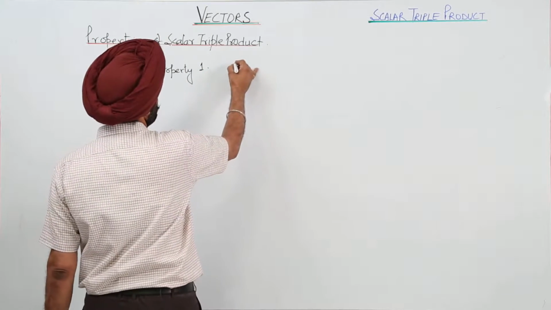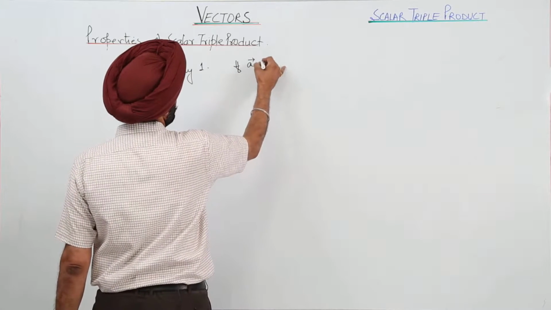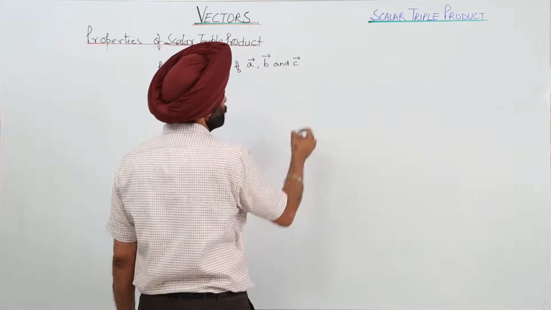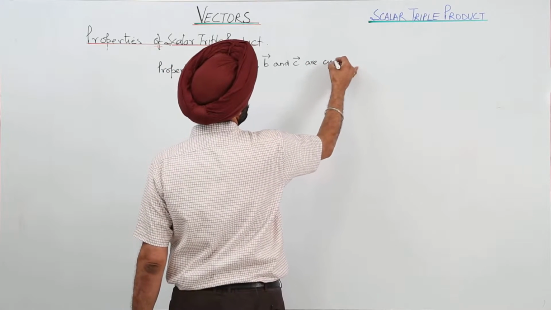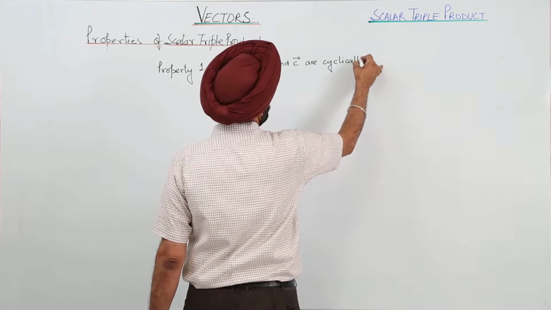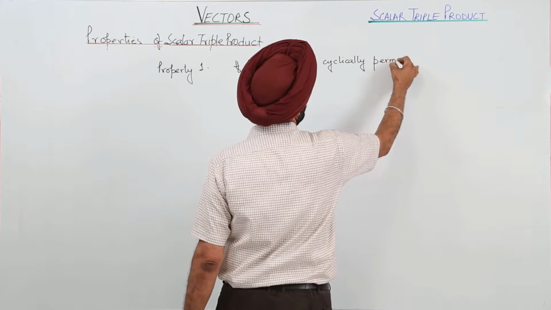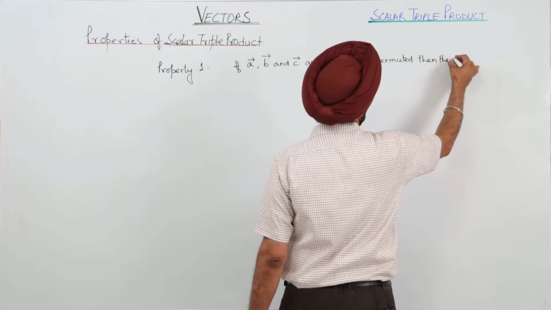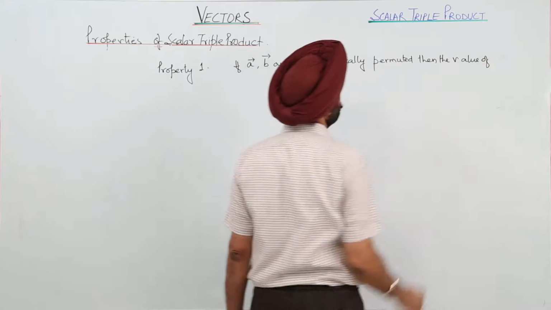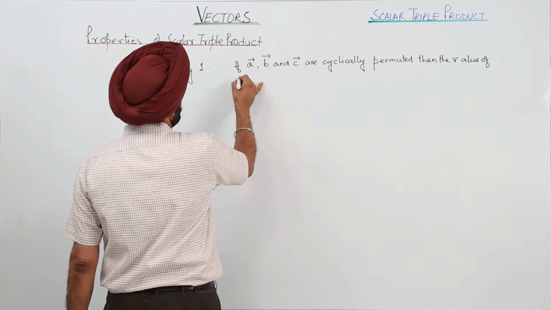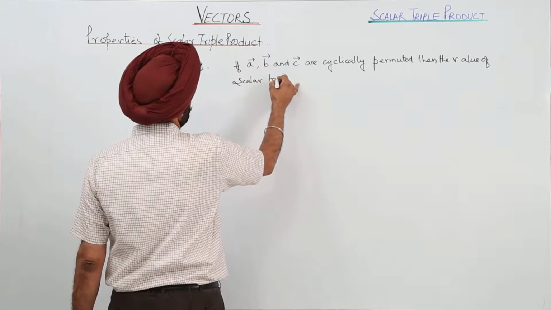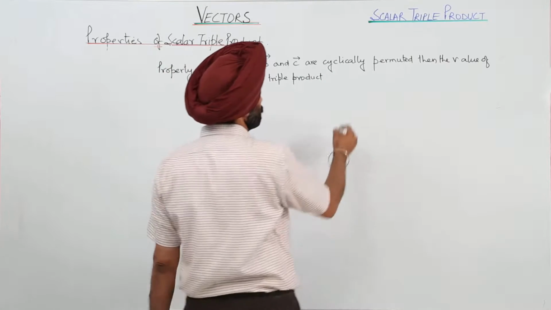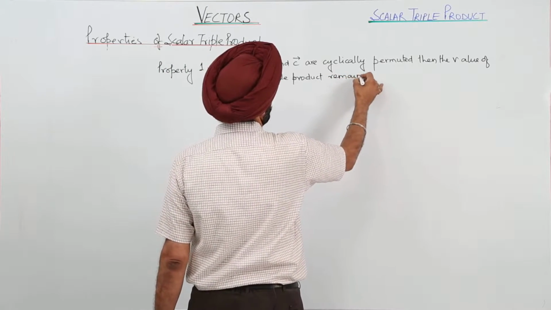Property 1: if vector A, vector B and vector C are cyclically permutated, then the value of scalar triple product remains same.